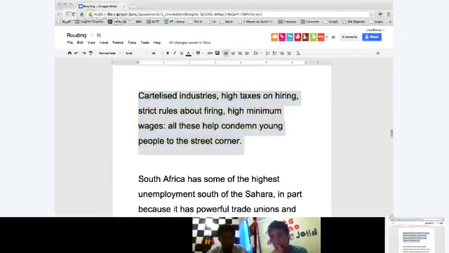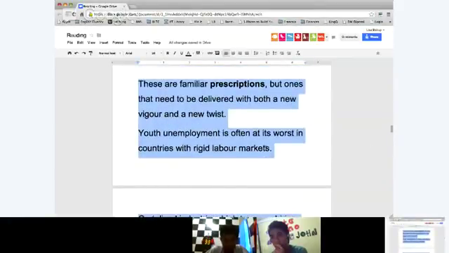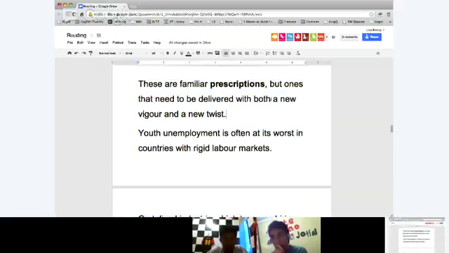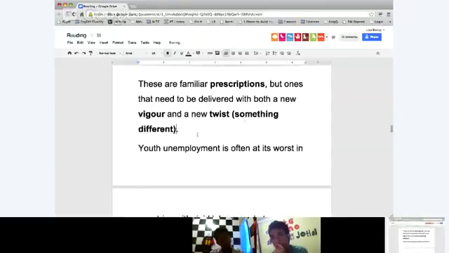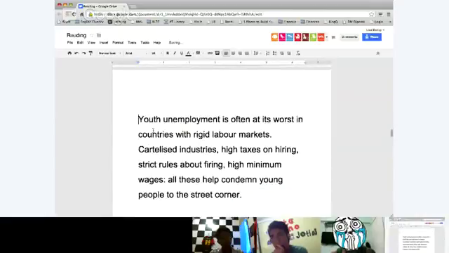So basically, what they're saying in this article, which is written by The Economist, is that we need to start fixing these problems with new vigor. That means with new strength and energy, and with a new twist. A twist is something new. We can't fix the problem with the same old solutions. We have to do something new.